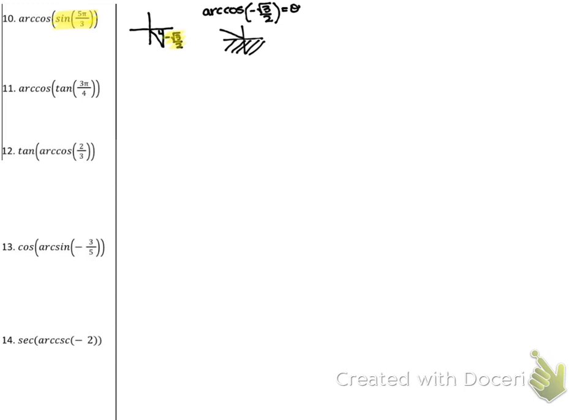Well, that's this guy over here. It's not a pi over 3 anymore. It's a pi over 6, and you have to make sure that it stays from 0 to pi. I think theta in this case is going to be 5 pi over 6.